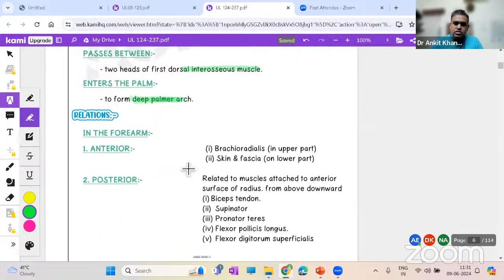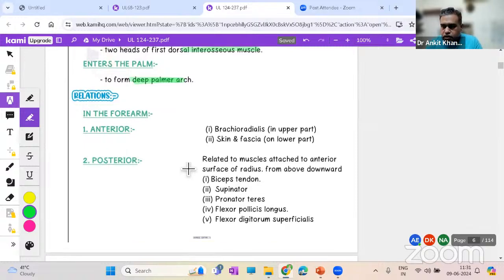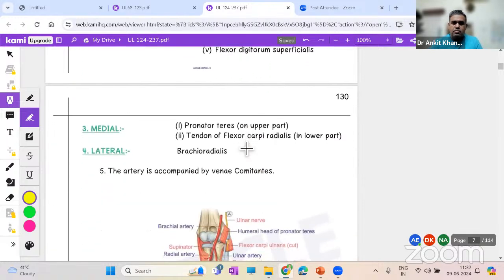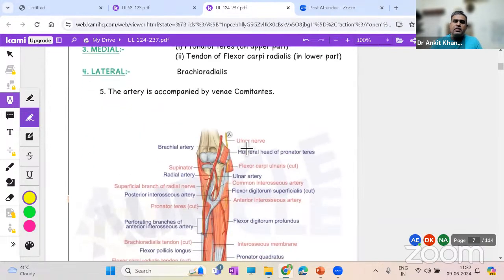In the forearm, you should know a few relations for the artery. Remember that in front of the artery, you have the brachioradialis. Once you are looking at the brachioradialis muscle, you just lift the brachioradialis, mainly the upper part. Deep to the brachioradialis, you have the radial artery. That's important. Behind this, you have a lot of muscles, posterior aspect. But do remember, the upper part of the brachioradialis is in front of the radial artery. Medial and lateral, other tendons are there. The artery is accompanied by venae comitantes. We have seen that in the veins also yesterday.